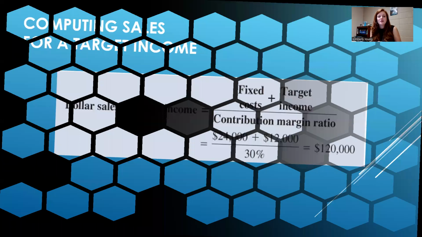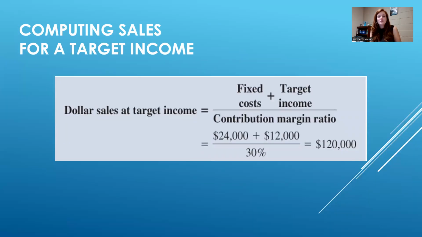Our final formula for this chapter is the dollar sales at a target income. So we want to figure out, okay, I know what my fixed costs are. I know what my variable costs per unit are. I know what I'm selling it for, but I want to make sure I make at least X amount of dollars to make it worth my time. So in this one, we take our fixed costs plus our target income, how much money we want to make after everything's said and done, divided by the contribution margin ratio. How much am I actually going to have to sell to reach this target? It's not even worth it to me if I don't reach this target.